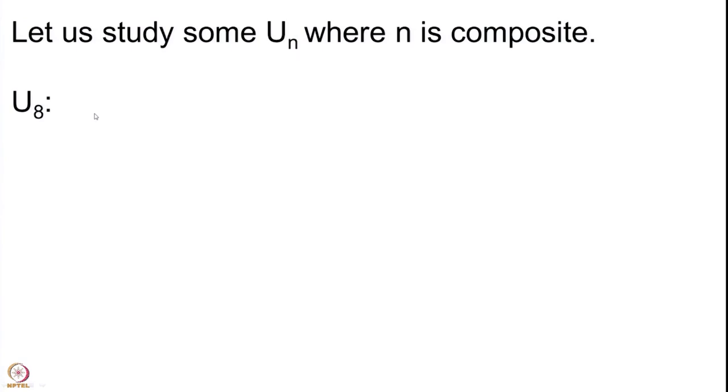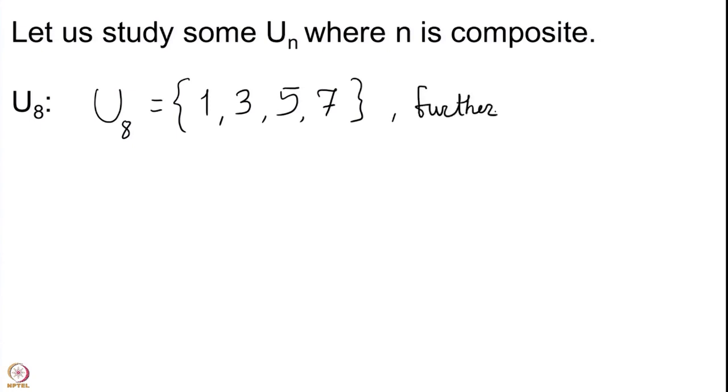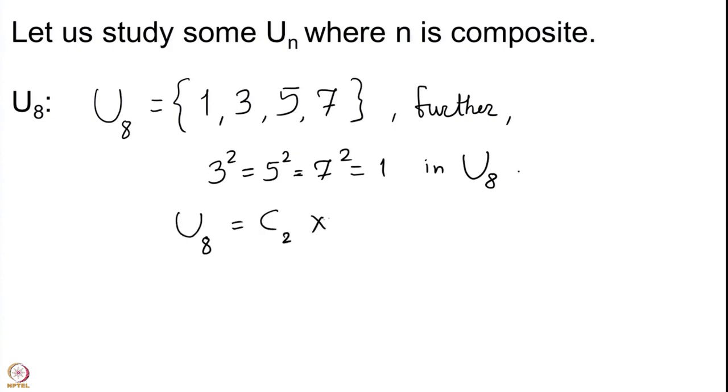U7 is a cyclic group because 7 is a prime number. U8 has only the odd elements, because all the even elements are not going to be coprime to 8, they will have the GCD equal to 2 at least. So these are all the elements. Further, we notice that the squares of all the non-trivial elements are equal to 1 modulo 8. Thus, although you have a group of order 4, all 3 non-trivial elements are of order 2, and so U8 is C2 cross C2.